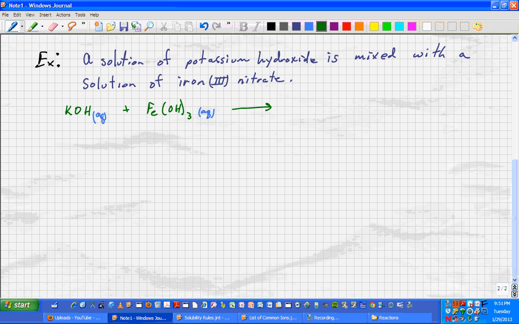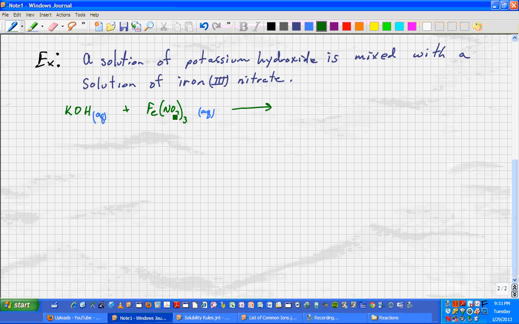So now what we're going to do is take a look at this, and we see that it's a double replacement reaction. I've got two ionic compounds, ionic compound, ionic compound. So our ions are going to switch places. The potassium is going to combine with the hydroxide, and the iron, oops, that should be iron 3 nitrate, rats. There we go. I knew that looked funny. All right.